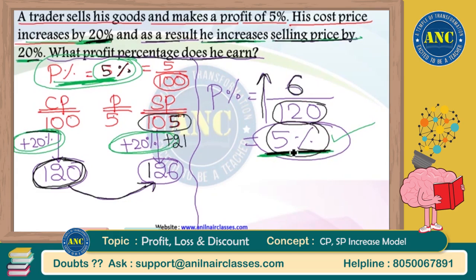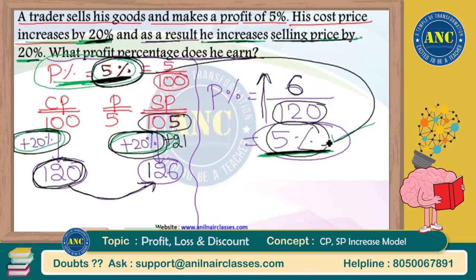That means in simple language I can say this statement as, let the initial profit percent be any percentage. If the cost price increases by some percent, and the selling price also increases by the same percentage, whatever profit percentage you had initially, the same thing you will get at the last.